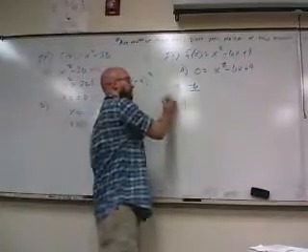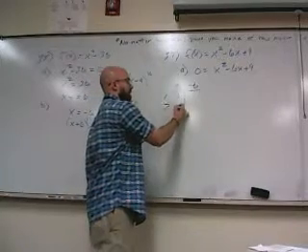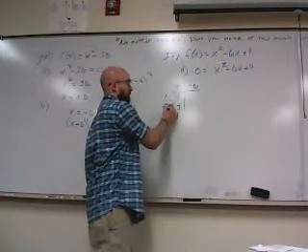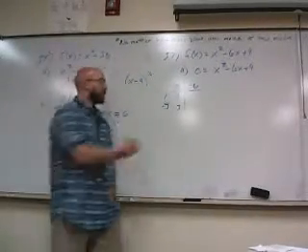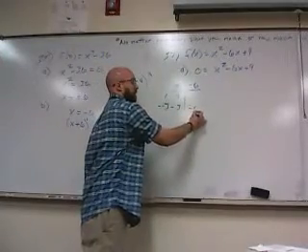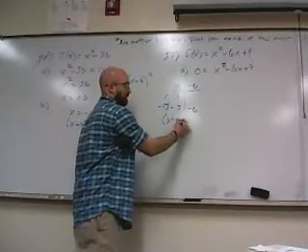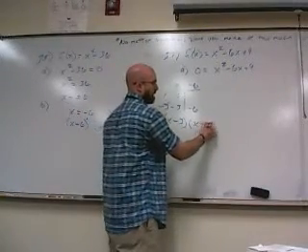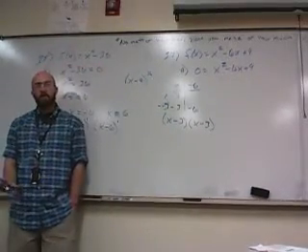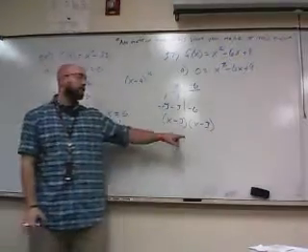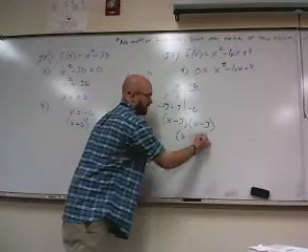1 and 9 doesn't work, right? But 3 and 3 works. Well, we need to get negative 6, so they should be what? Both negative. So that means we get this. Everyone good so far? If I have 2 of these, I can rewrite this as that.